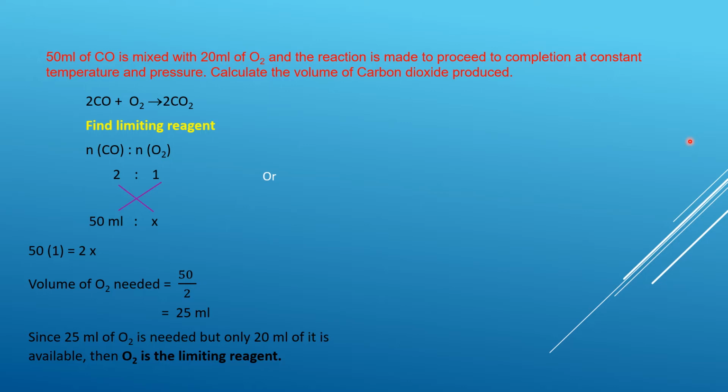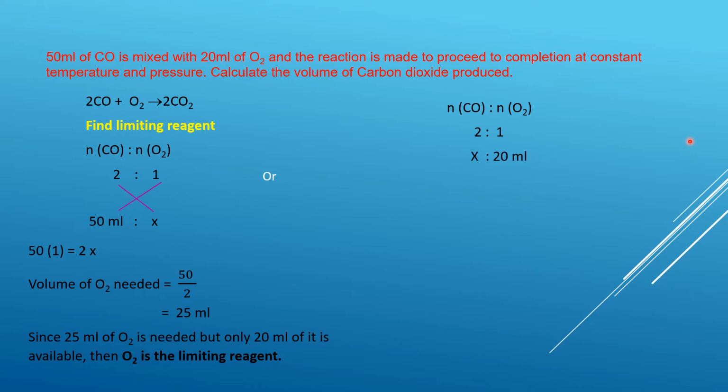Sometimes instead of finding how much oxygen is needed, we can work it the other way around. To find the limiting reagent, we can use the mole ratio again, the mole ratio between the reactants. So we have 2:1. Let's say if 20 ml of oxygen is used in the reaction, how much carbon monoxide is needed now?